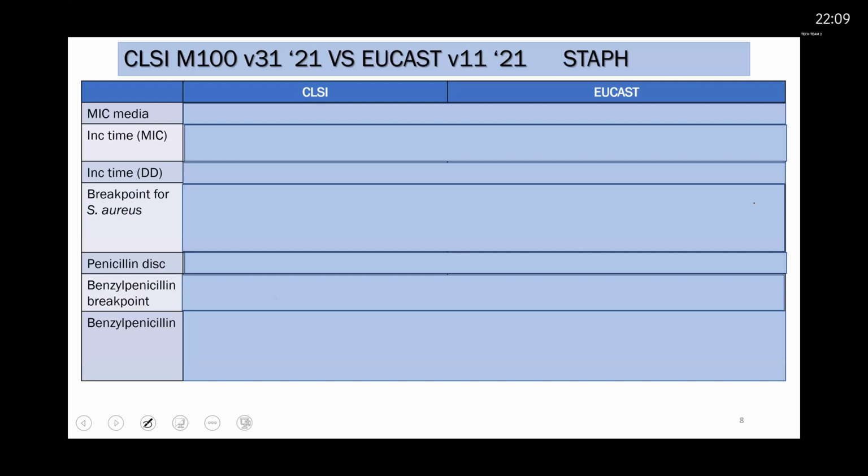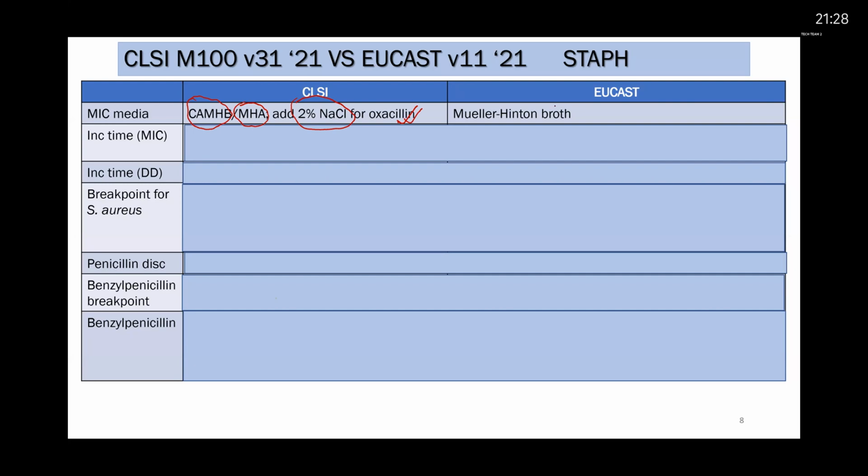So we'll see a little detail about the various parameters for testing penicillin and oxacillin resistance, and the differences between CLSI versus EUCAST. First we'll see what media is recommended. As far as MIC based media is concerned, CLSI has clear-cut instructions that for MBD we can use cation adjusted Mueller-Hinton broth. For agar dilution, we can use MHA. If you're going to test for oxacillin, you have to add a 2% NaCl supplement to it.